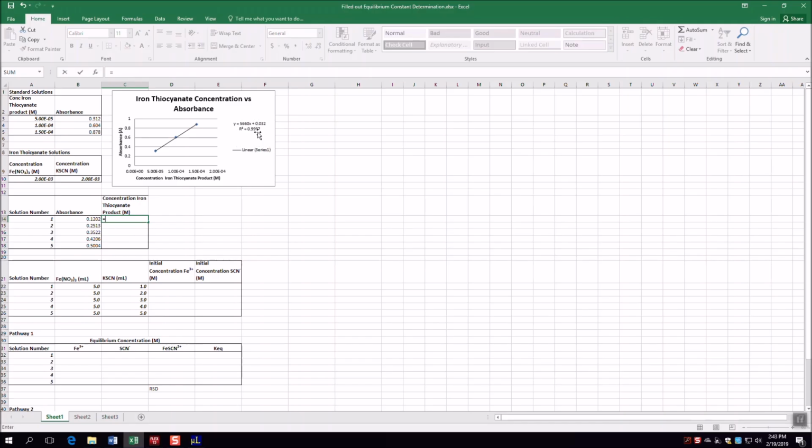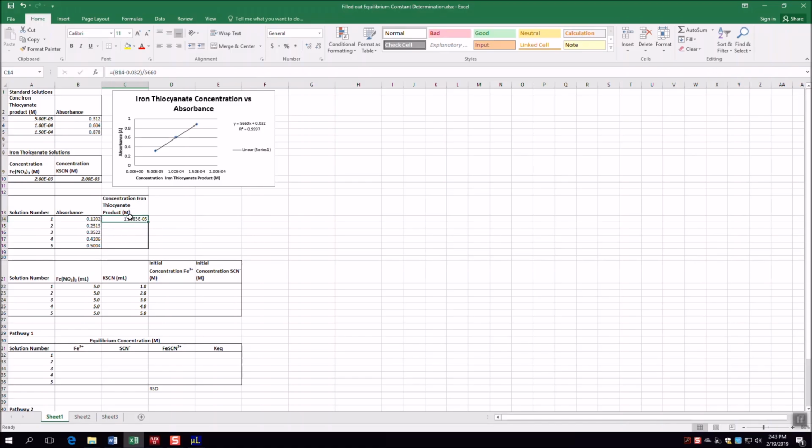So if we rearrange this equation to solve for x, because we're going to use the absorbance y to solve for the concentration x, then we need to take our y value, subtract 0.032, and then divide by 5660, which is just solving this equation for x. When we do that, we find a number very similar to the one Colin showed you before, 1.558 times 10 to the minus 5th molar.